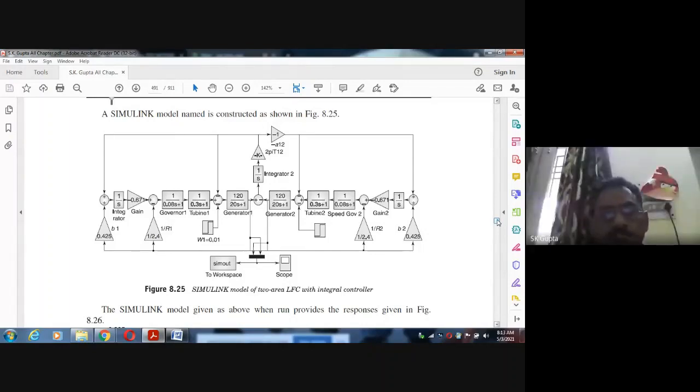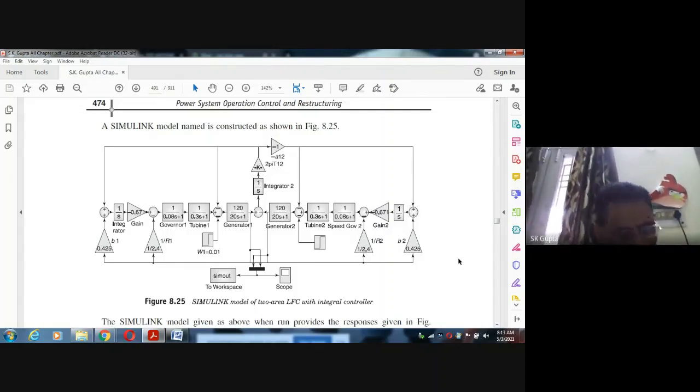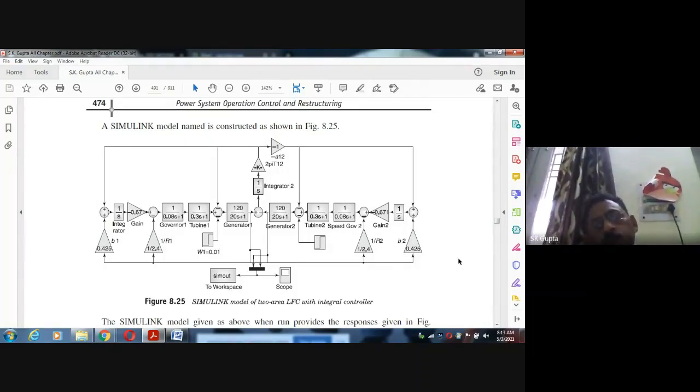Yes, welcome all. In the previous class, we were describing the two-area load frequency control, and we described it. The Simulink model was described. Then a complete state space model was developed. Then it was solved for the performance analysis through the MATLAB program.